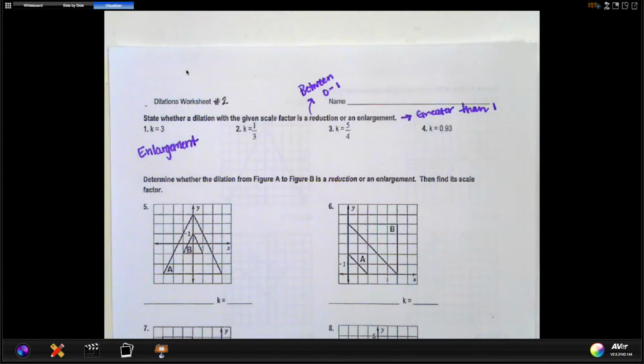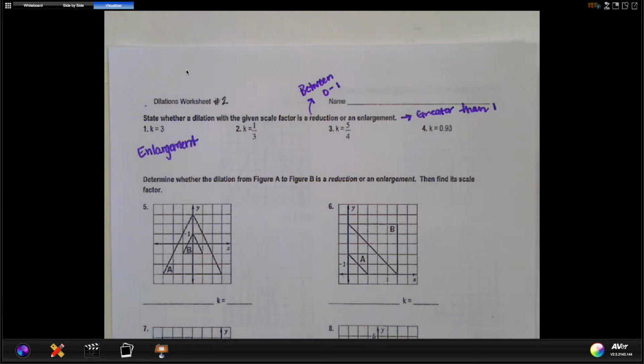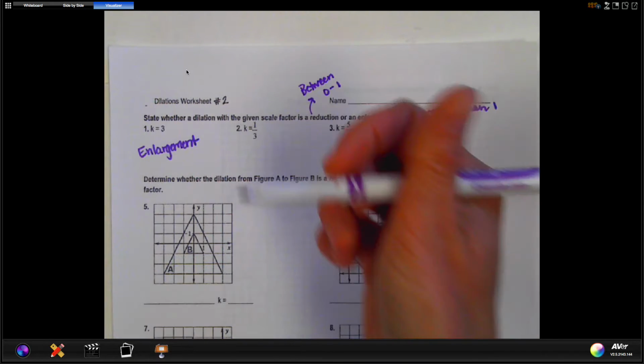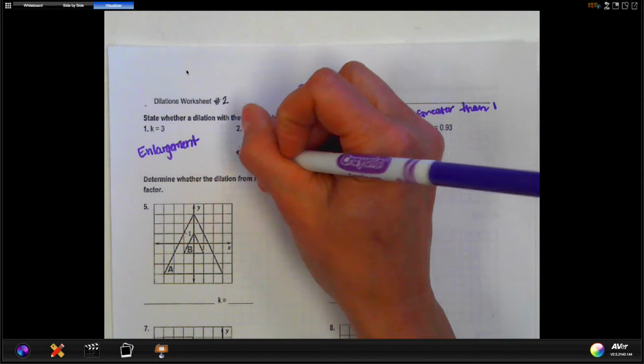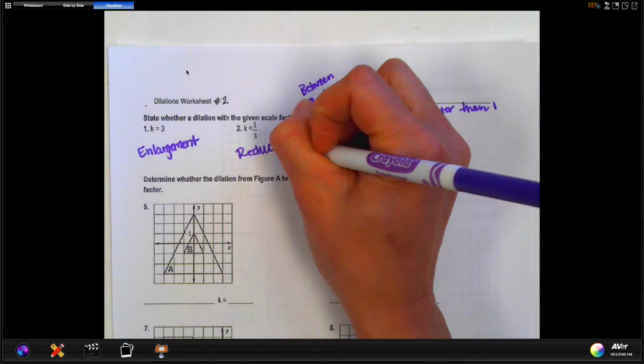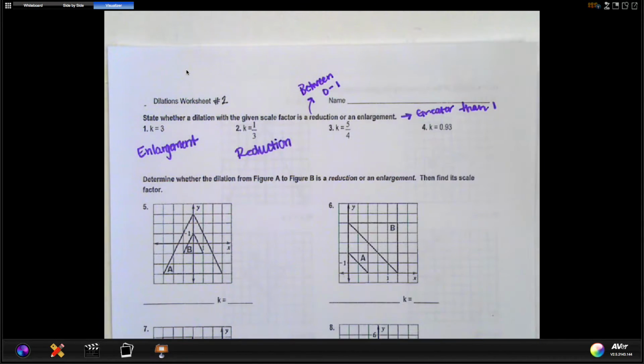So take a look at number 2. K equals 1/3. Is that larger than 1, or is that between 0 and 1? Well, that one's between 0 and 1, so this is a reduction. And so that's how you do our first section. I'll leave 3 and 4 for you to do.